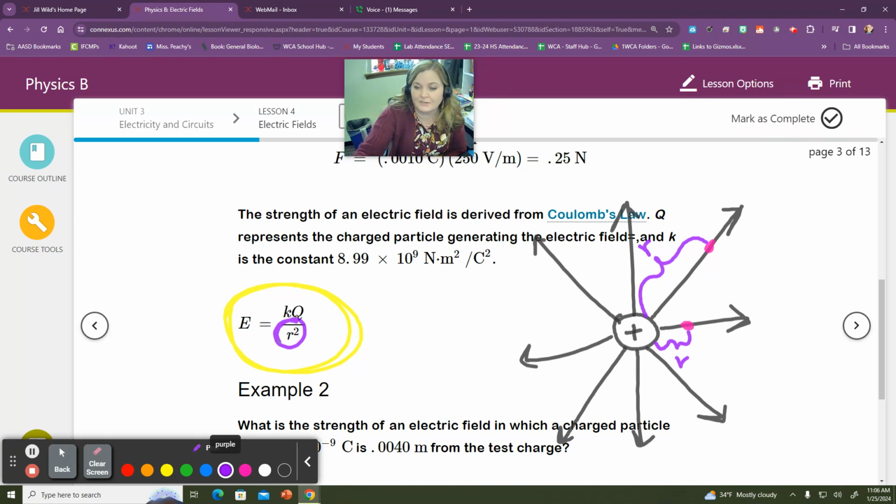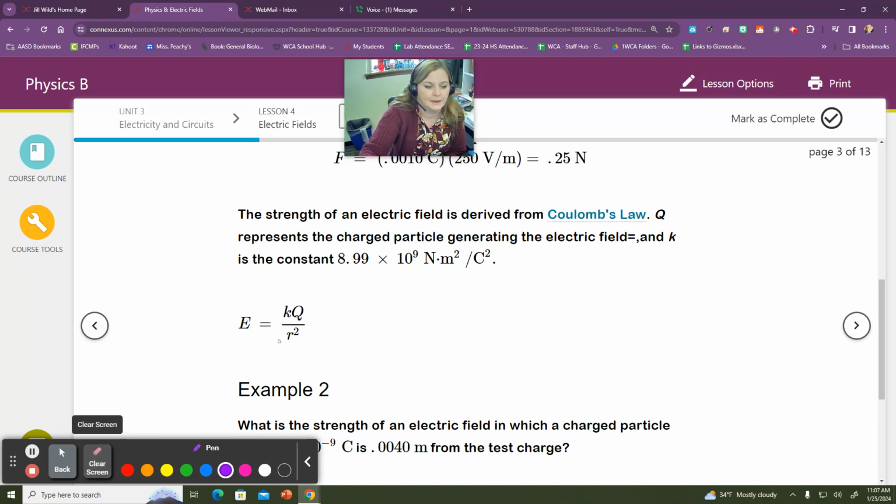So the field is stronger closer to the charge. Does that make sense? Field is weaker farther away from the charge. I think that kind of makes sense. It's like gravity, right? Gravity is stronger when you're closer to the Earth, and it's weaker when you get further away from the Earth. So it has a lot of parallels to gravity.